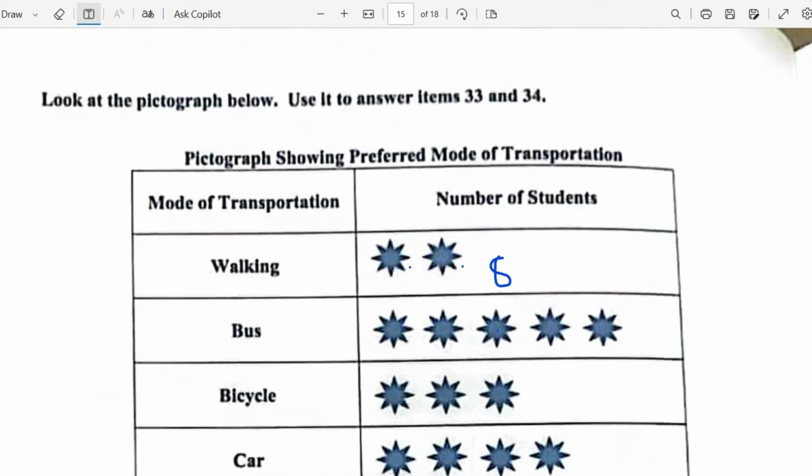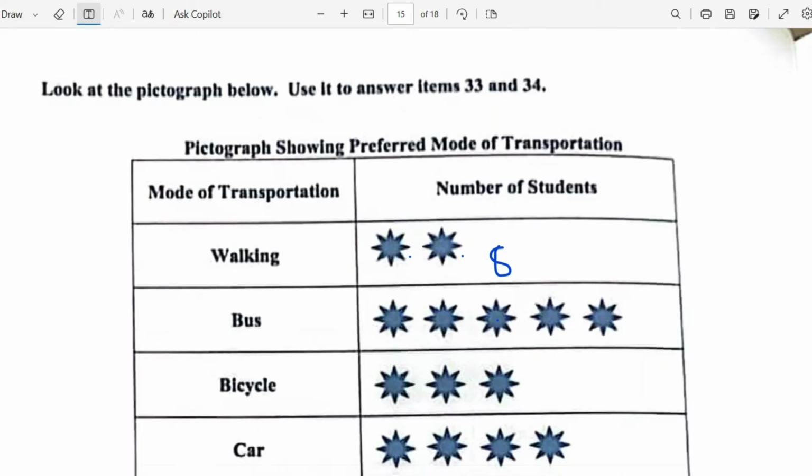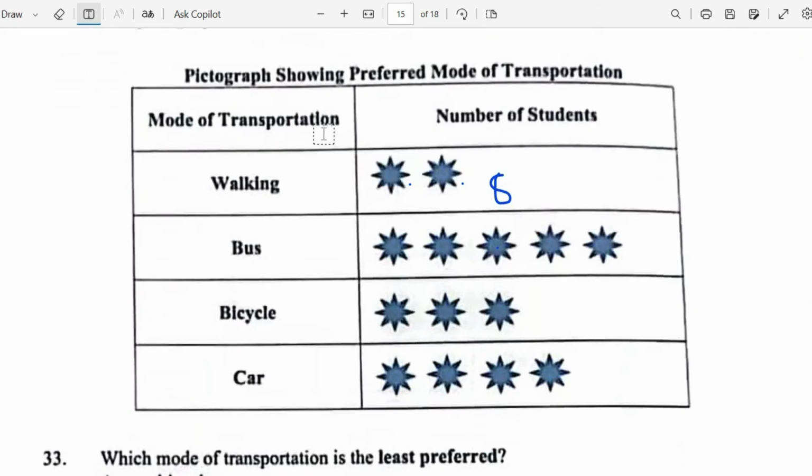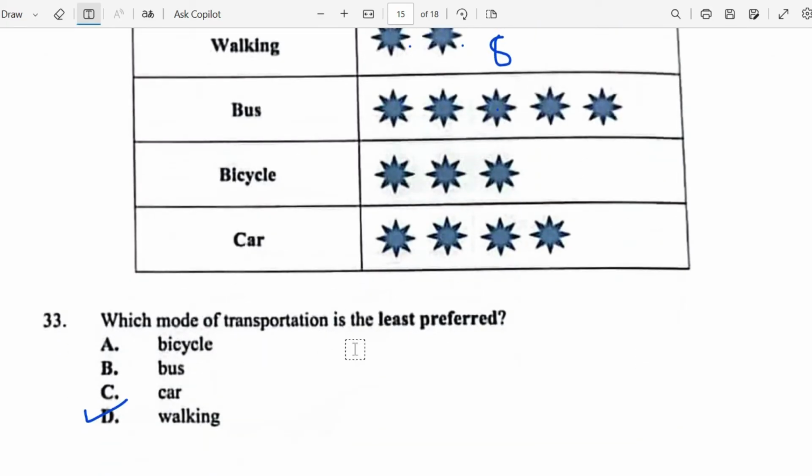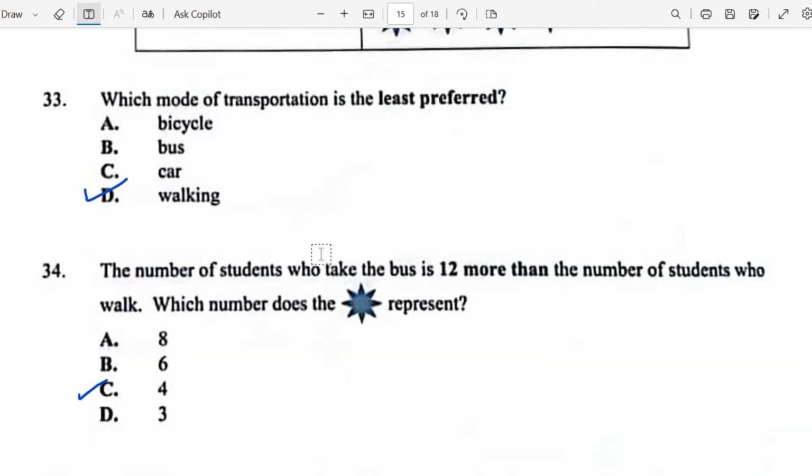It said, look at the picture graph and use it to answer items 32 and 33. We see the picture graph showing the modes of transportation and the number of students who prefer these modes of transportation. It asks, which mode of transportation was least preferred? We can see walking, because it has the least number of stars. The number of students who take the bus is 12 more than the number of students who walk. Which number does the star represent?